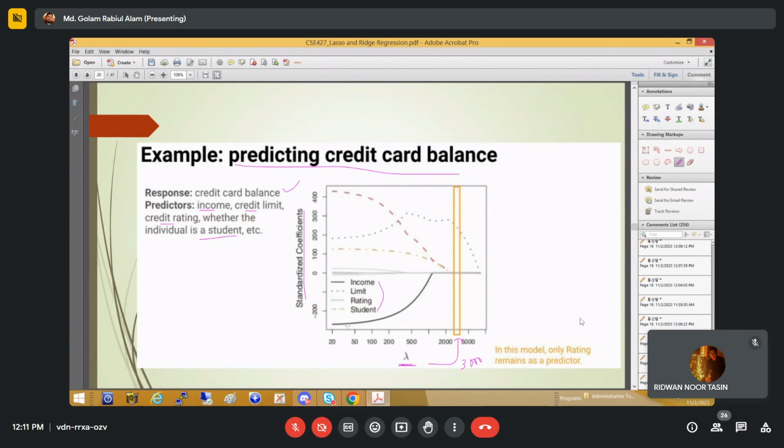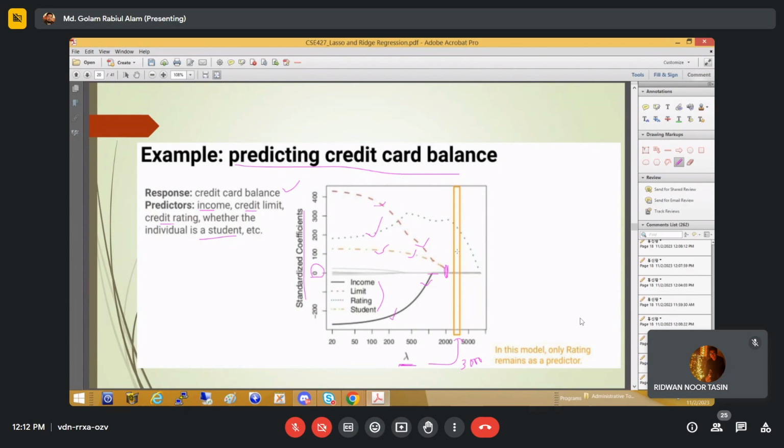then the lasso regression will remove 3 parameters. It will remove income, because it is already 0 here, and this is 0, this is 0. And then the limit, and rating is this one, and then student is that one. So we can see these three parameters are set to 0.